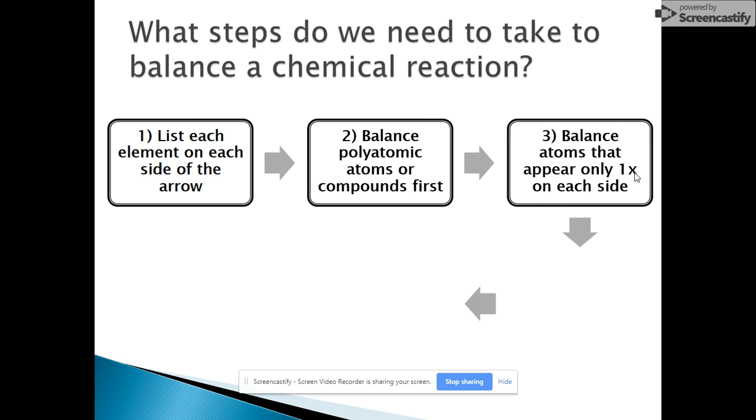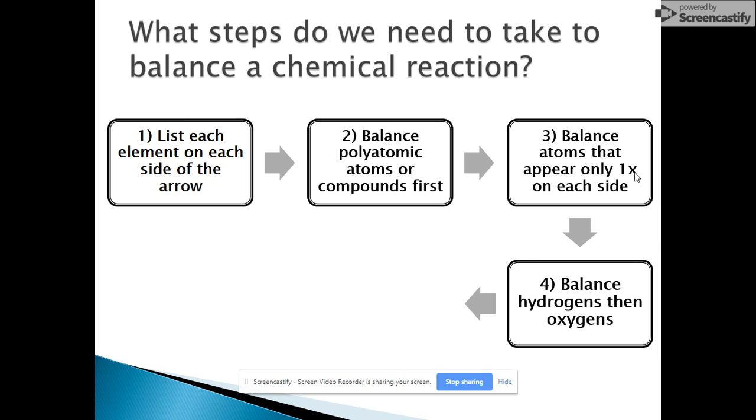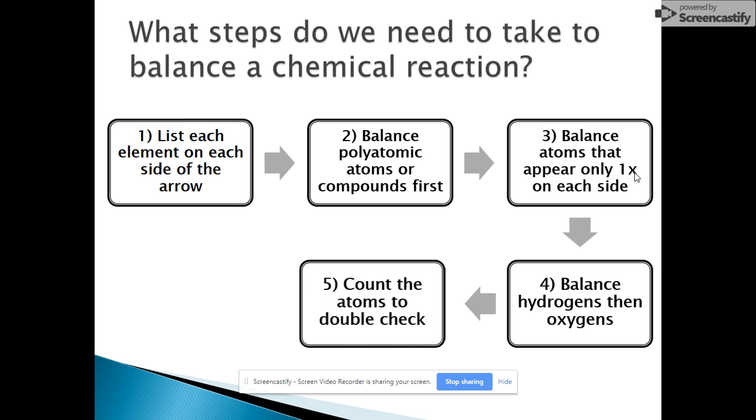Step 3 of 5, make sure you balance atoms that appear only one time. Because what you're going to notice, hydrogens and oxygens can get a little complicated because they can appear multiple times. They might appear in 2 different reactants or 2 different products. So they can change a lot, so you want to do them last. And then finally, double check your work. Make sure that you have an equal number of atoms on both sides of the equation.